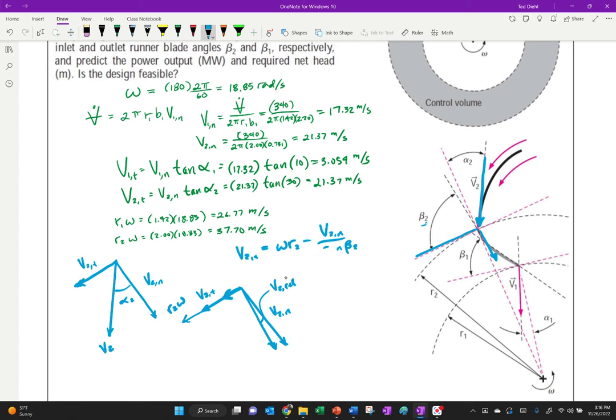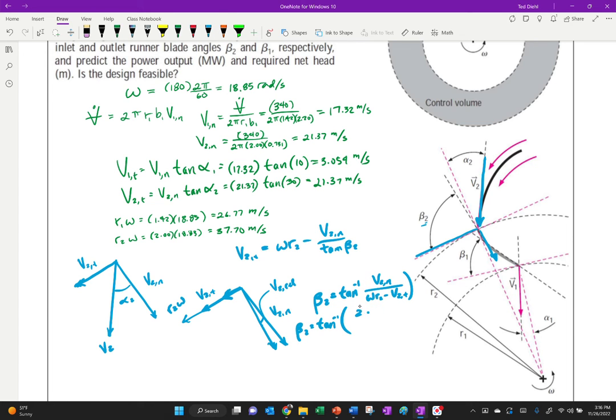Okay. So anyway, I'll just go ahead and write the thing out here. I don't know why that just appeared. I guess maybe I accidentally hit it there. So beta 2 is going to be equal to the inverse tan of V2n divided by omega R2 minus V2 tangent. So we have all the values.